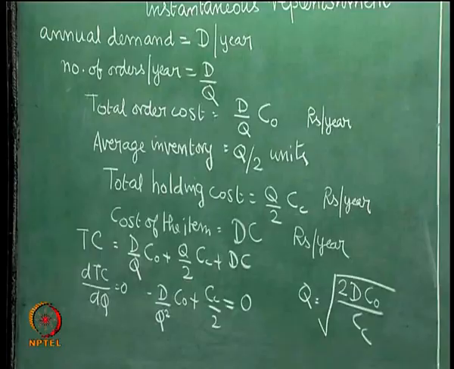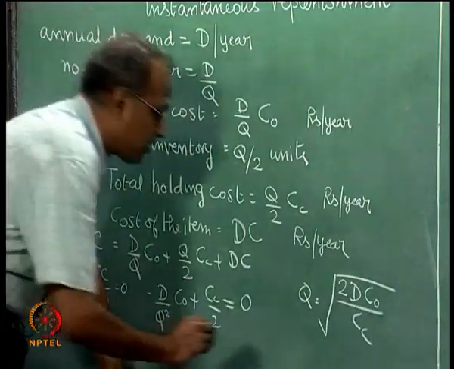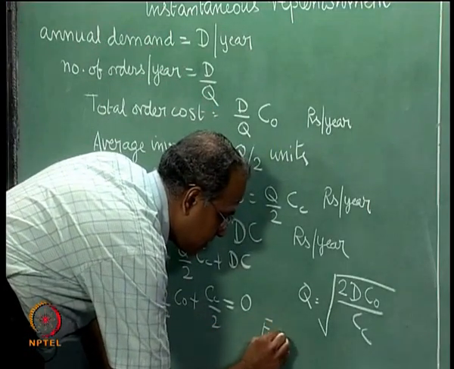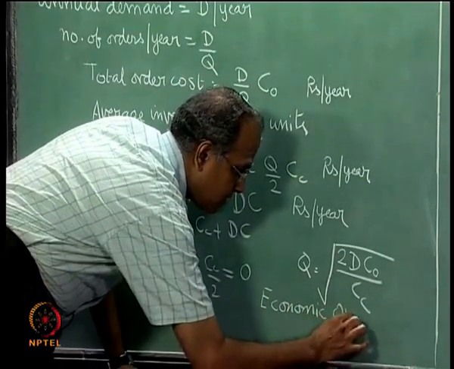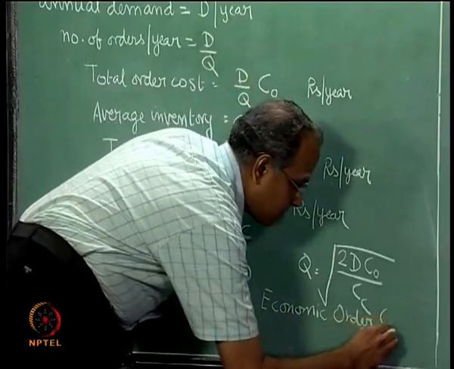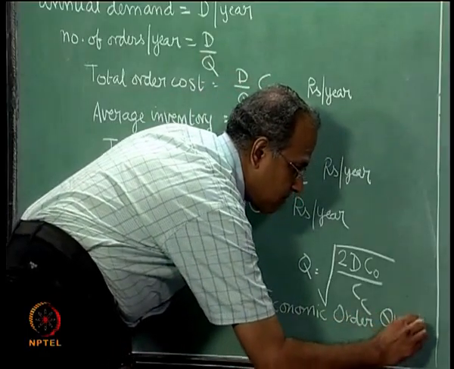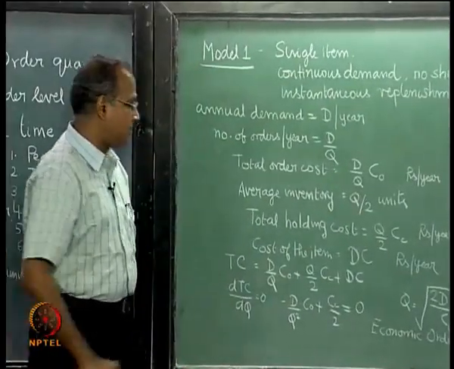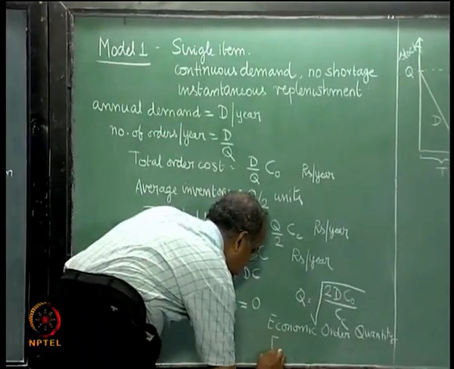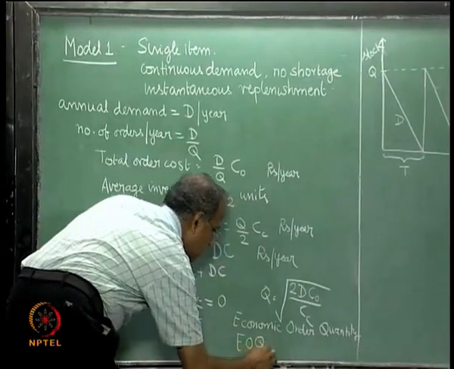Now this quantity q is called the economic order quantity. It is called the economic order quantity. It is also called EOQ for short.